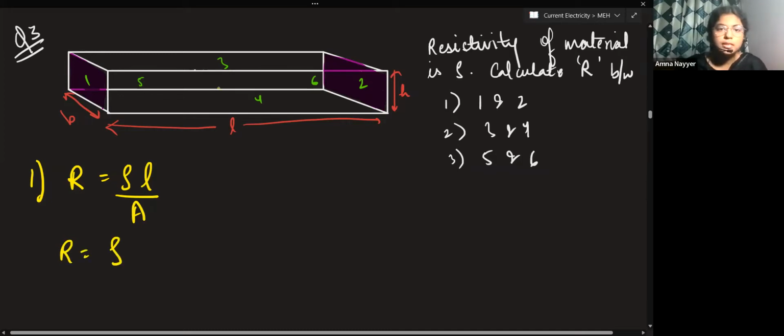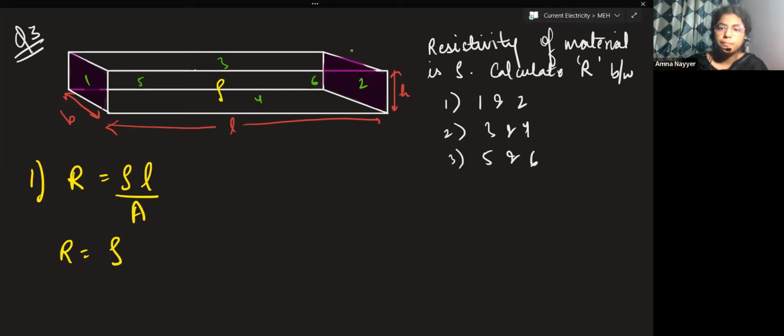Rho will be the same. Now, we are having the height, the length, and the breadth. What is the distance between these two, 1 and 2? This is 1, this is 2. Both of these are separated by how much? L. Yes, they are separated by L.